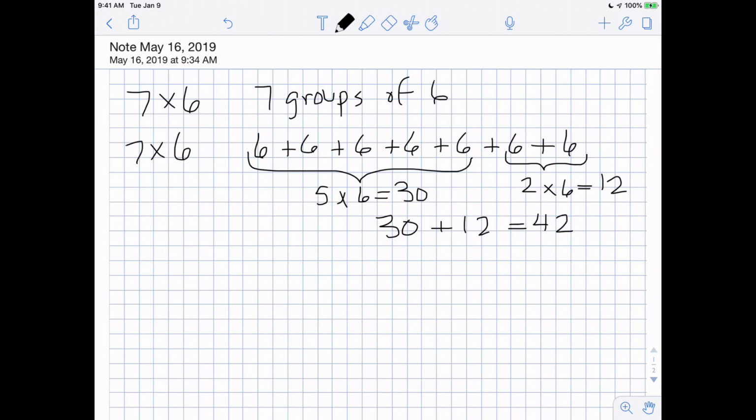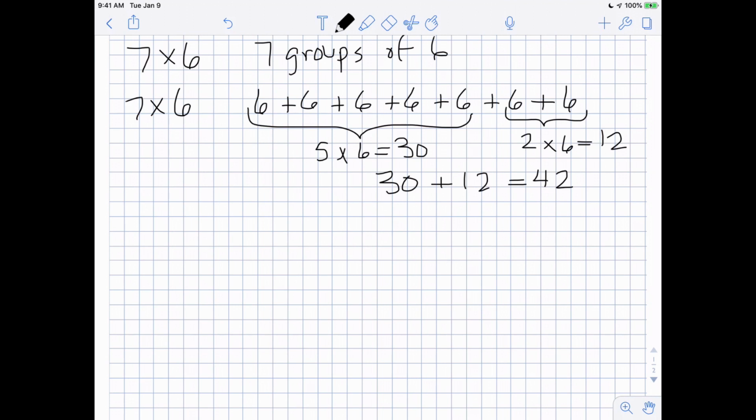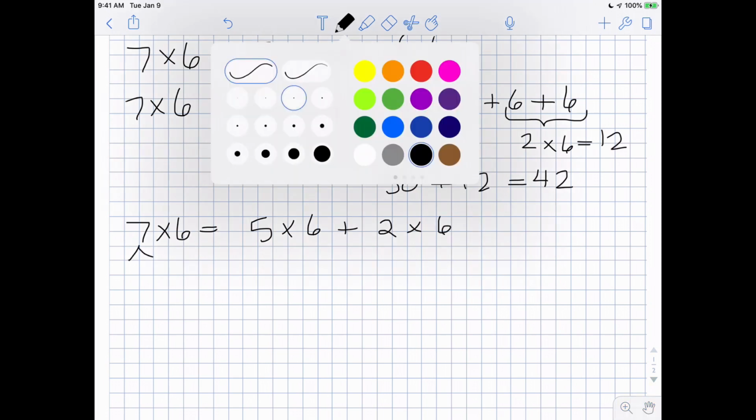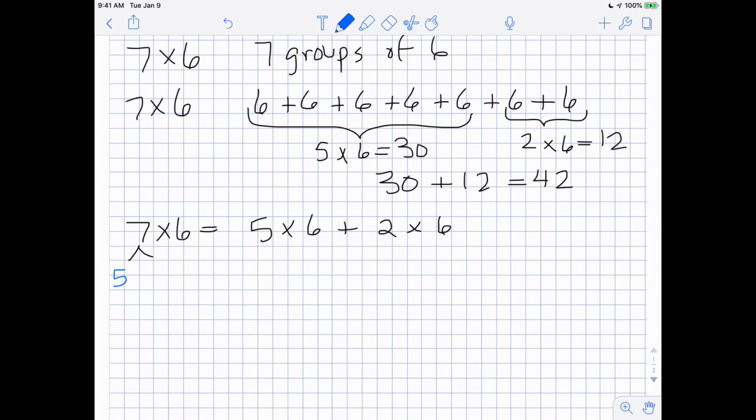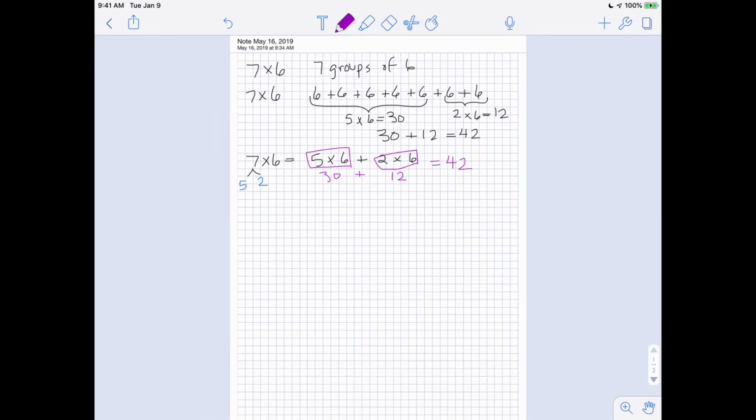All right. So the idea would be to help our students say, oh, okay, so 7 times 6, 7 groups of 6, is 5 groups of 6 plus 2 groups of 6, because they're just decomposing that 7 to be 5 groups of 6 and 2 groups of 6. And so now we've got our 5 groups of 6 is 30 plus our 2 groups of 6 is 12, and there's our 42.